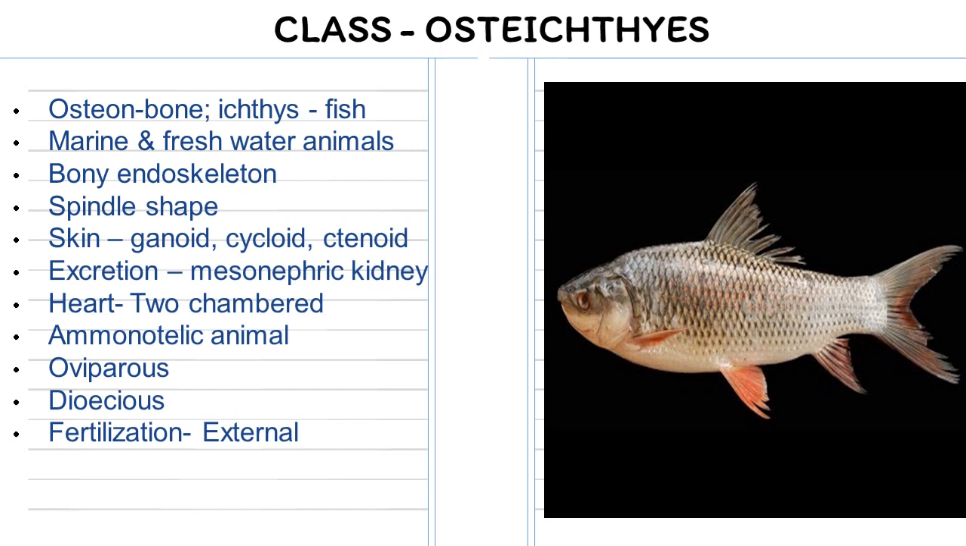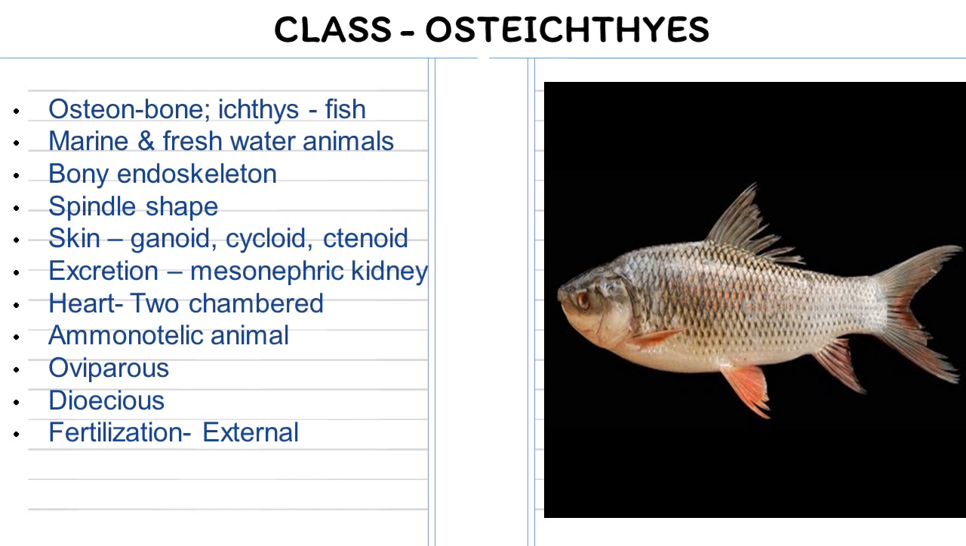Okay, so let us see the meaning of this one. Osteon means bone. Ichthyes means, as we said already, fish. So it's bony fishes, we can say. And habitat: it used to survive in the marine water as well as in the fresh water. Then bony endoskeleton. So what does endoskeleton mean? Outer scale is exoskeleton, inner bone is endoskeleton. So inside bone is there, so they said it's a bony endoskeleton.